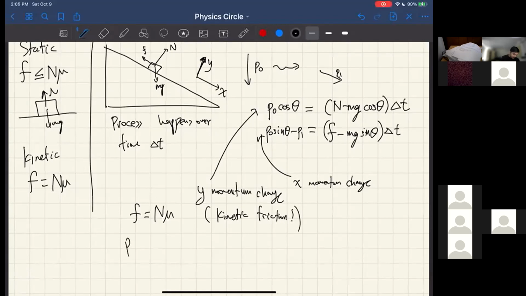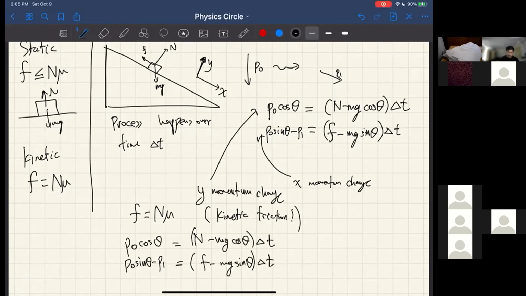So I can now write P0 cos theta. Now here's a very important point where we talk about small times and large forces. This delta t is very small because this block almost instantaneously goes from speed v to going down the incline. What that means is that N must be very large. N minus mg cos theta must be very large, since delta t is very small.